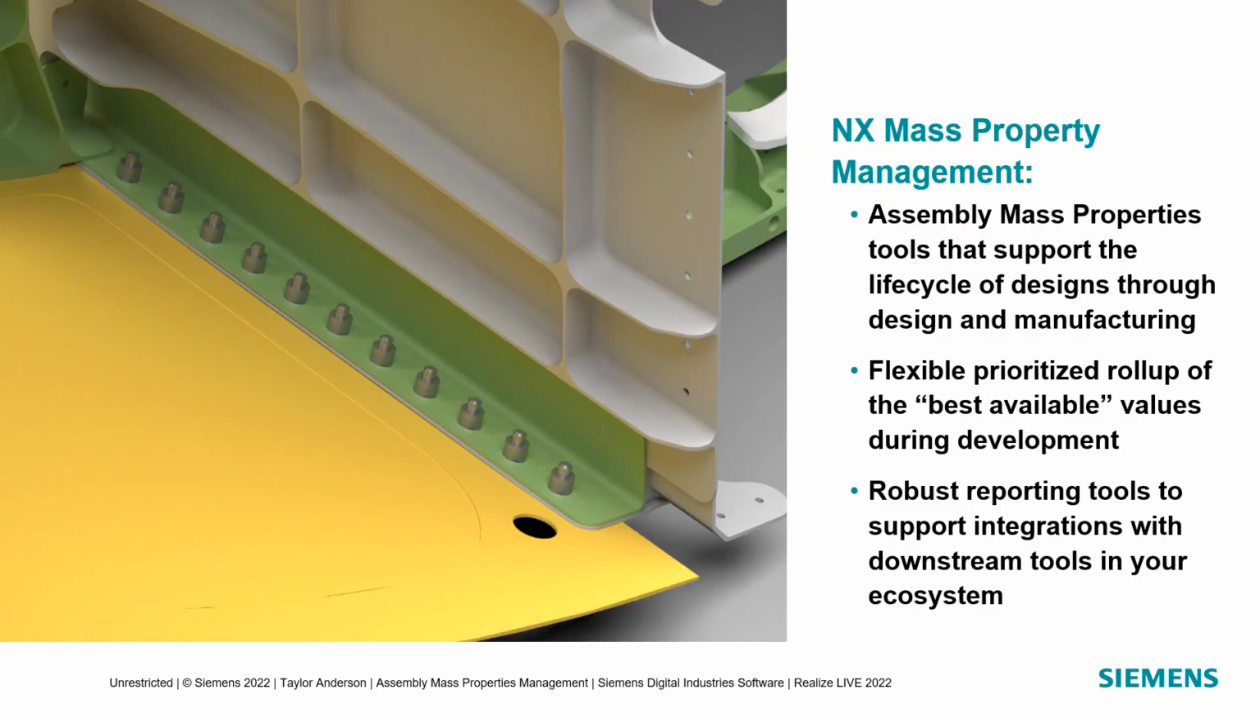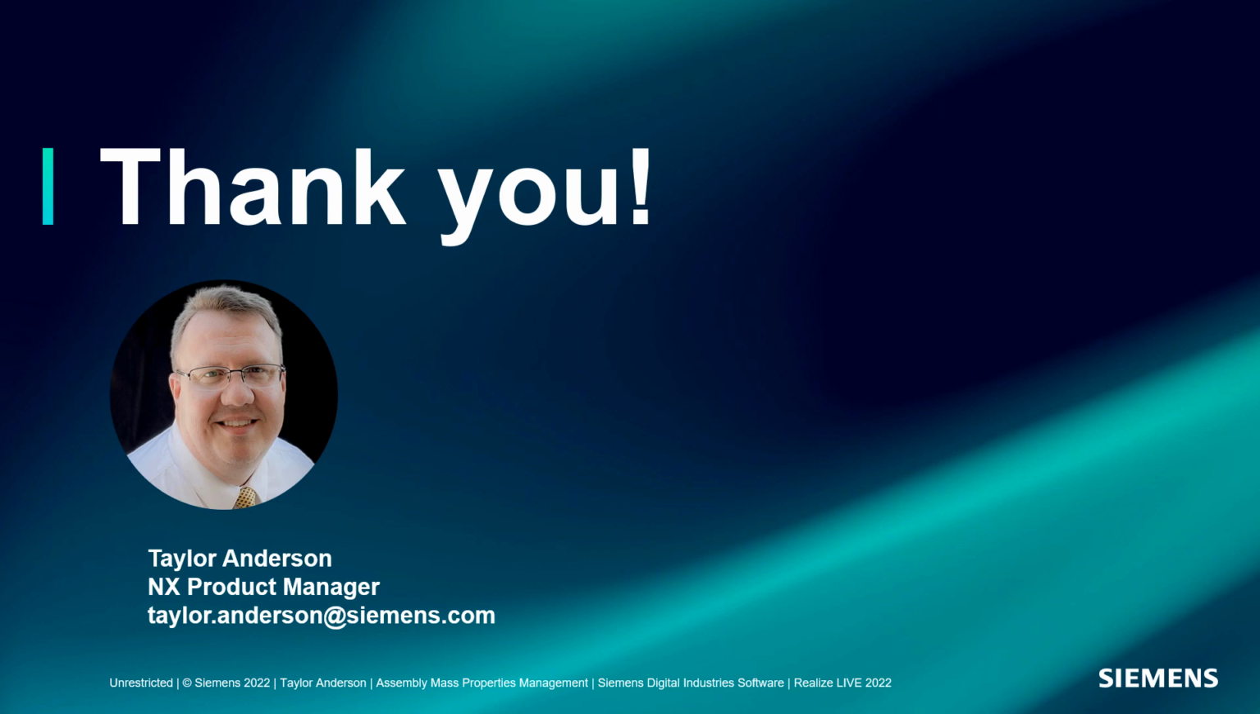A little parting shot here. These mass properties tools are going to support the life cycle of designs through design and manufacturing. We're trying to preserve those numbers. Talking with customers, it's important to understand how those evolve over time and be able to select and roll up the most mature, most complete numbers as the designs mature. And then, as we said at the bottom, really good, robust reporting tools to get this information out and consume it in the ways you need for downstream processes in your business.